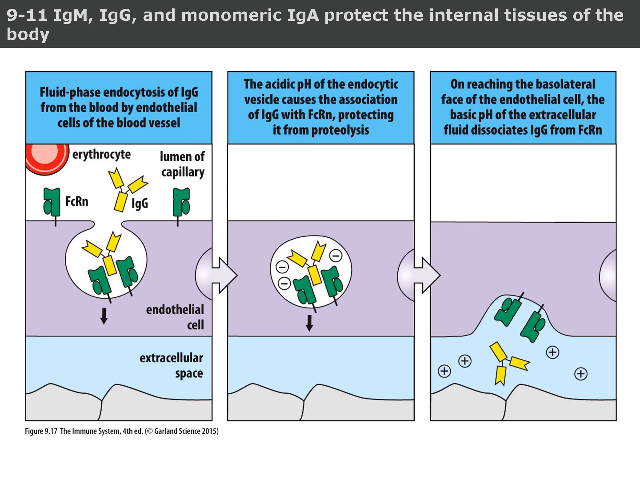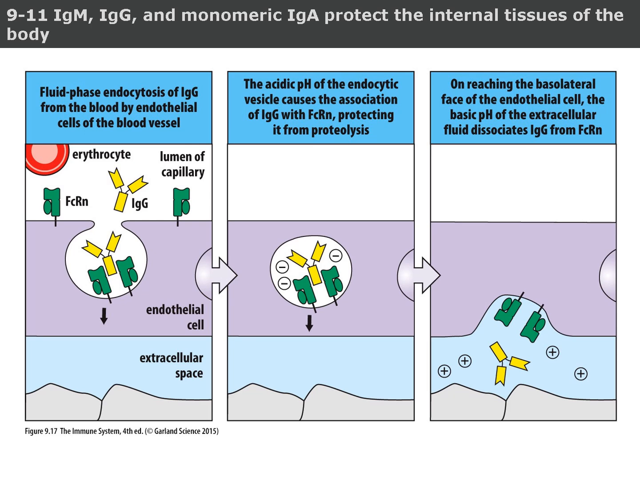This figure explains how IgE antibodies are transported from the bloodstream into internal tissues via FcRn, the neonatal Fc receptor. In the first panel, fluid phase endocytosis allows endothelial cells to take up IgE from the blood. Inside the endocytic vesicle, the acidic pH triggers IgE to bind to FcRn. In the second panel, this binding protects the IgE molecule from being degraded in the acidic vesicle environment.